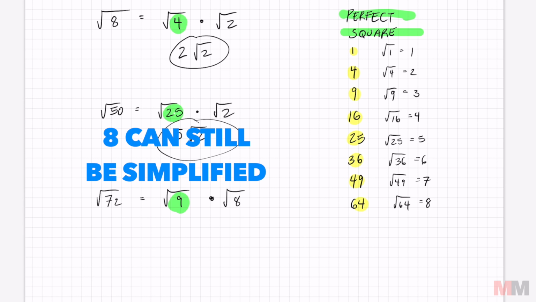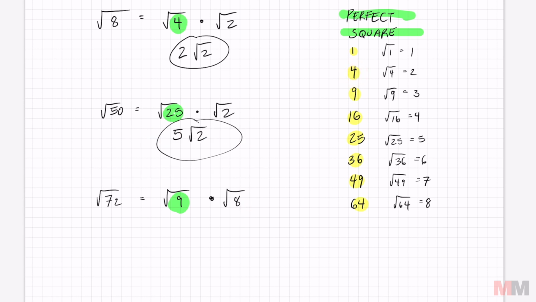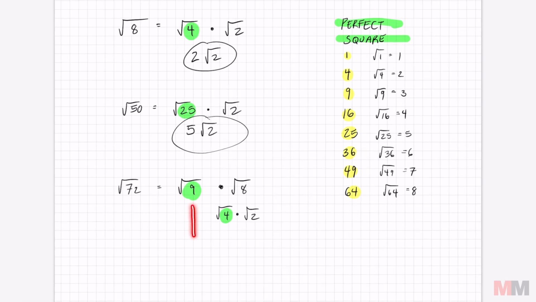But 8 can be broken down. We can divide 8 by 4. So I'm going to have to rewrite that. Square root of 8 is the same thing as square root of 4 times the square root of 2. And 4 is your perfect square. So from here, all we got to do is simplify, because I can't break down 2 anymore. Square root of 9 will turn into a 3, and that's times square root of 4 will turn into a 2, root 2. 3 times 2 is 6 root 2, and that is your final answer.